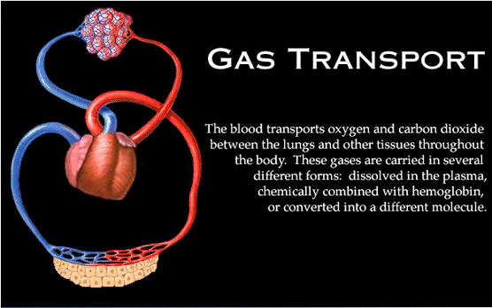The blood transports oxygen and carbon dioxide between the lungs and other tissues throughout the body. These gases are carried in several different forms: dissolved in the plasma, chemically combined with hemoglobin, or converted into a different molecule.